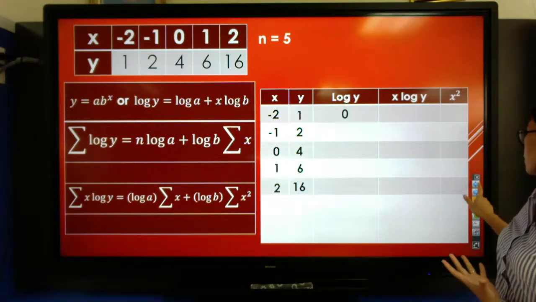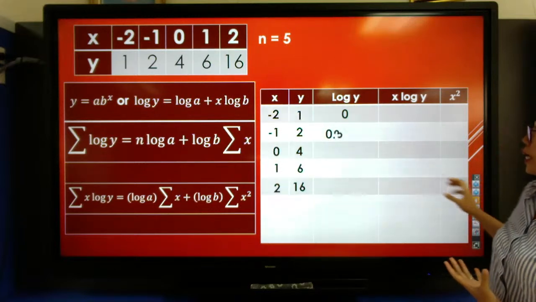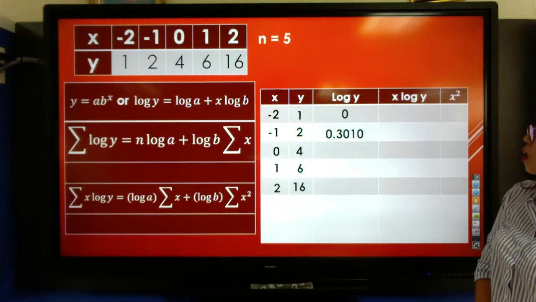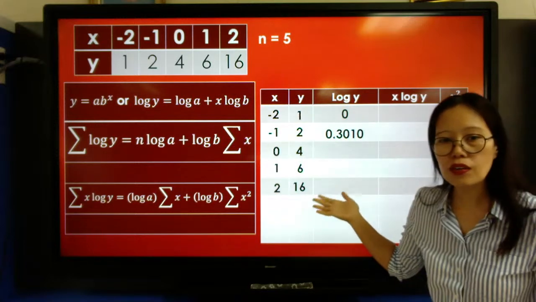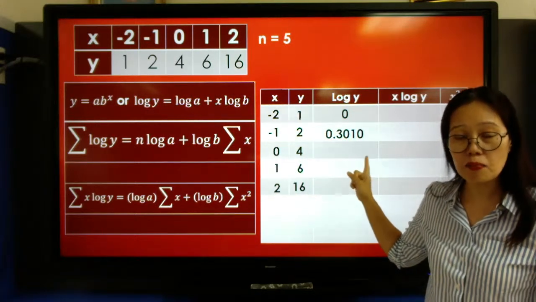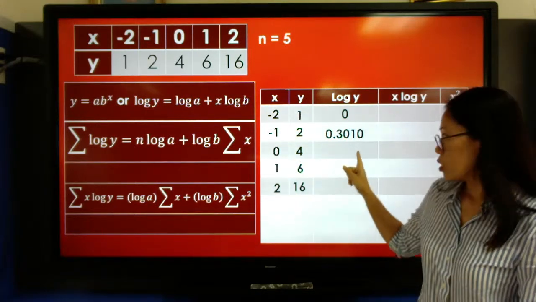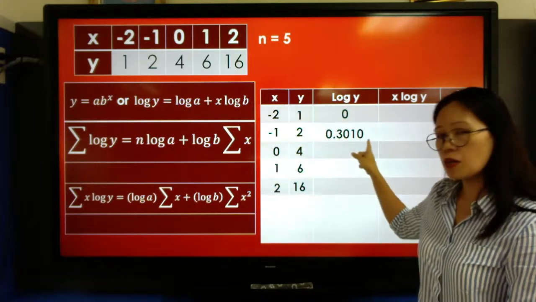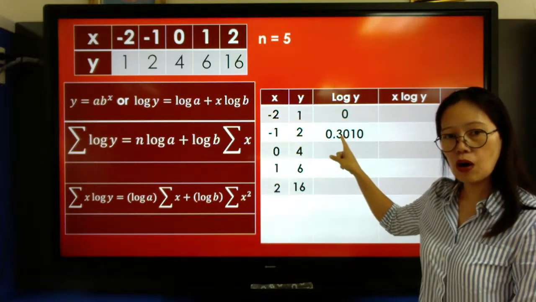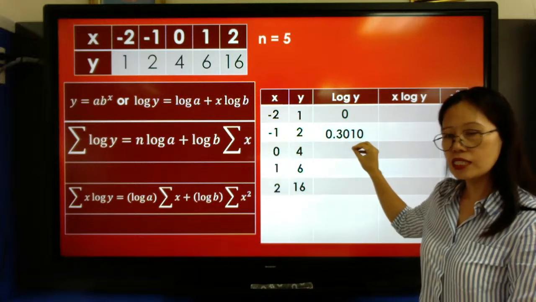Logarithm of 1 is 0. Logarithm of 2 is 0.3010. So we took 4 decimal places. Okay? We get 4 decimal places because it starts with 0, so we need to write in 4 decimal places.